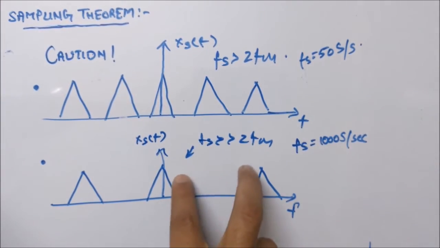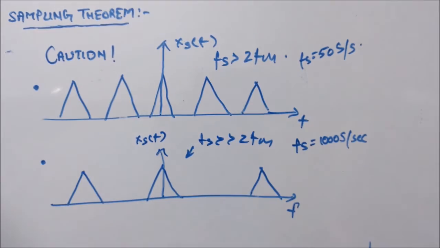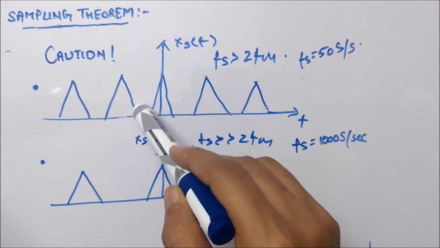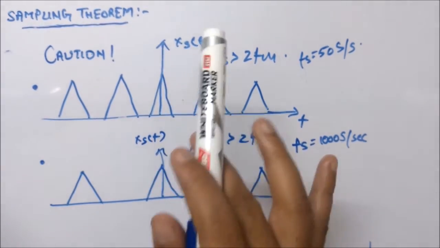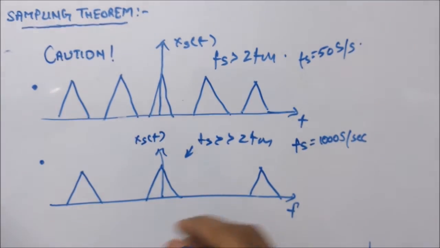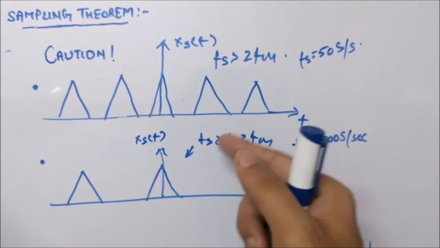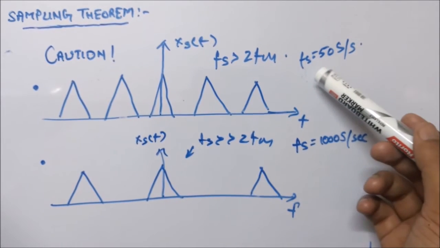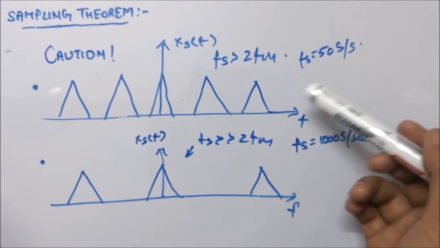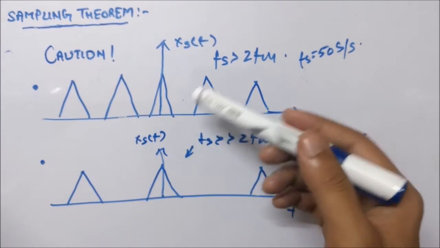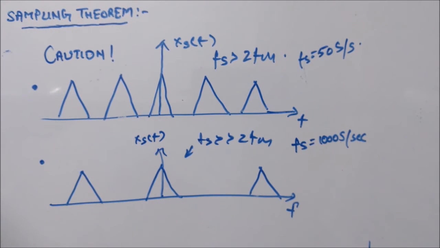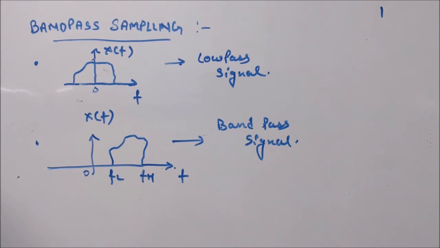So there is no point of going for a very high value of Fs. Just make sure that you are able to get your message signal back. So that much difference you have to take. That's the point I wanted to make. Don't go for a very high value of Fs if you are able to get your signal back with a certain value of Fs. Okay, so we'll move on.